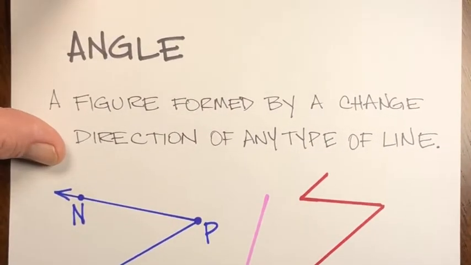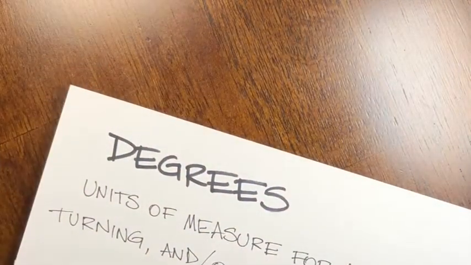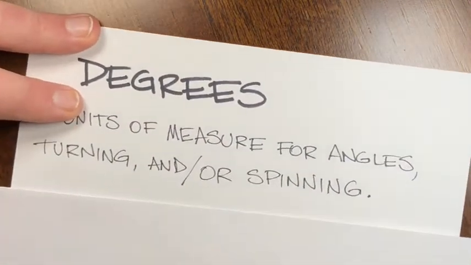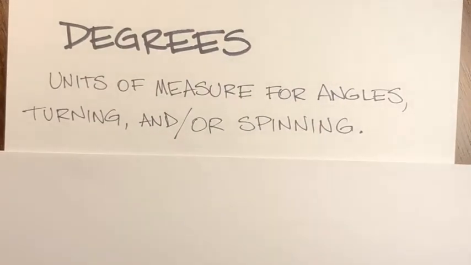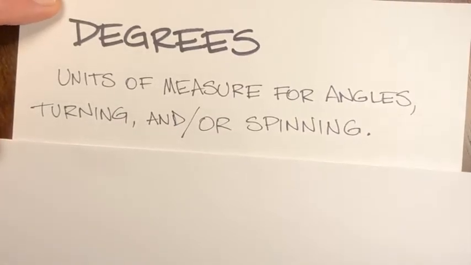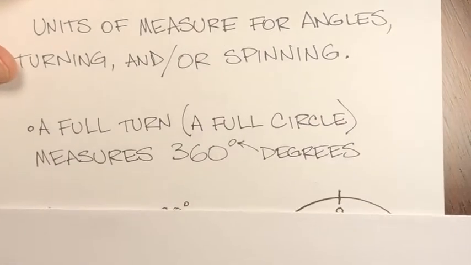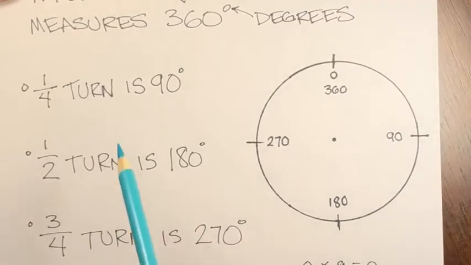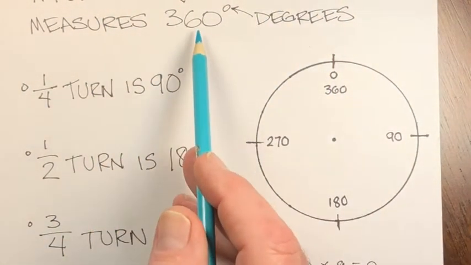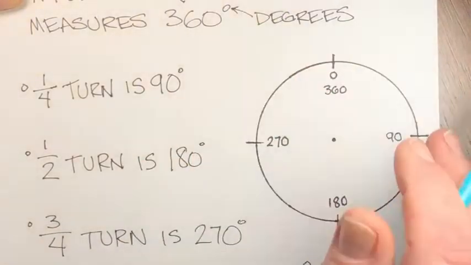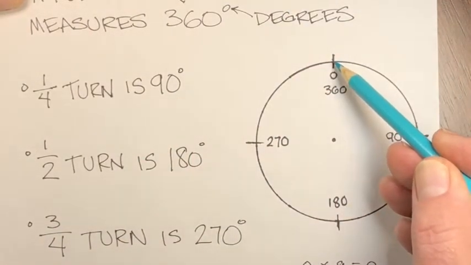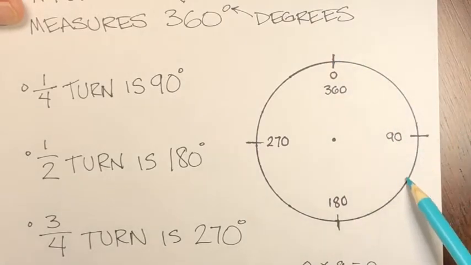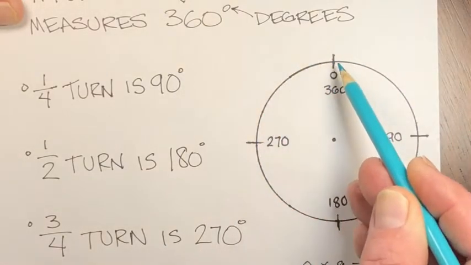Let's move on to degrees. Degrees are units of measurement for angles, or turning, or spinning. You've already probably heard the word degrees in your life before, but let's go ahead and discuss exactly what it means. So, a full turn, a full circle measures 360 degrees. You've probably heard a skater saying they did a 360. That means they start at 0 there, and they go all the way around and make a full turn. That'd be 360.